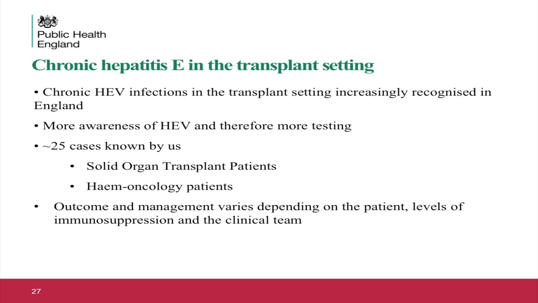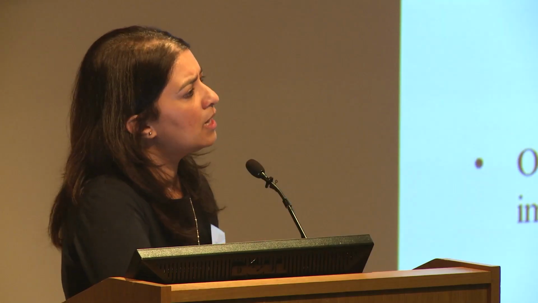We've got about 25, maybe 30 cases, and this is mainly in solid organ transplant patients, but also a few cases in heme-oncology patients. We have been on a very steep learning curve about how to manage and treat these patients, and each patient has been very different. Dealing with each clinical team and the level of immunosuppression really dictates how that patient will be managed.